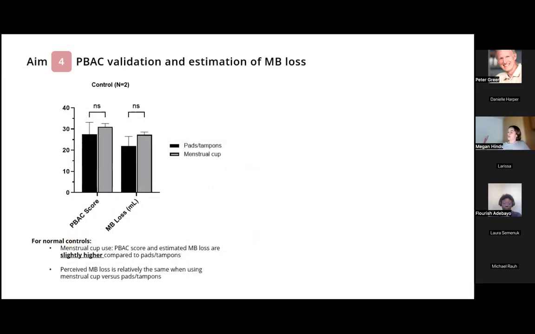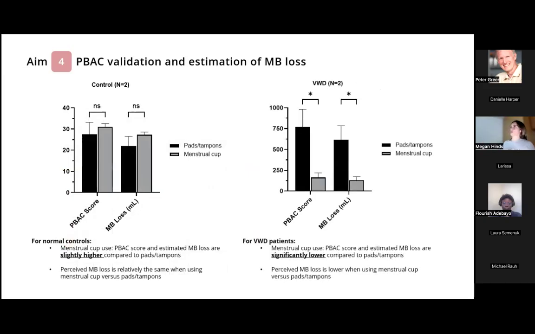And here are just the brief preliminary results we have from this. We have this PBAC information from 2 controls and 2 VWD patients. And while PBAC scores and menstrual blood loss are comparable in the controls, regardless of the form of sanitary protection used, you can see on the right-hand side, when you look at the VWD patients, that there is significantly higher interpretation of menstrual blood loss when these patients use pads or tampons compared to when they use a menstrual cup. So I just want to include this because this is, to me, interesting preliminary information, and we hope to explore this more going forward.